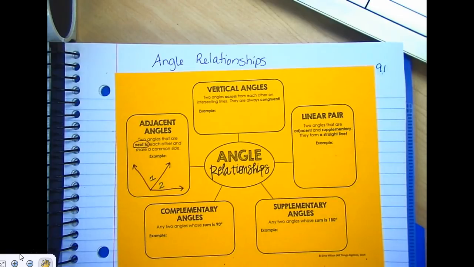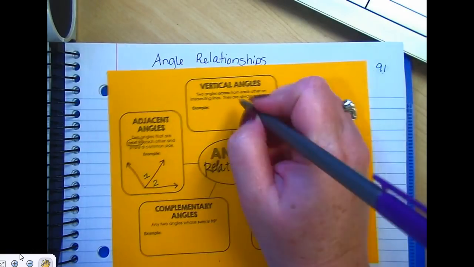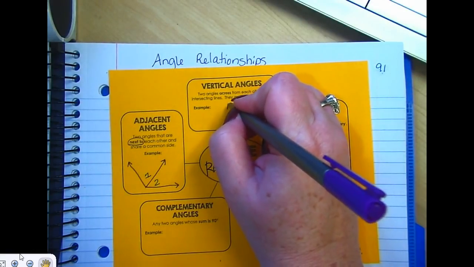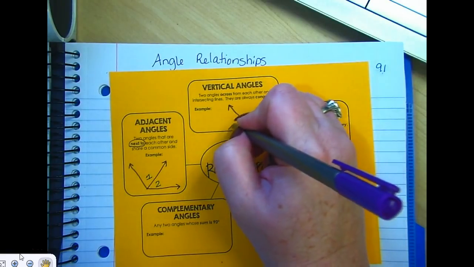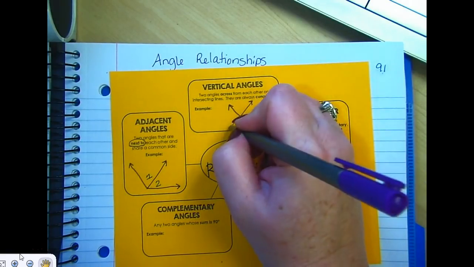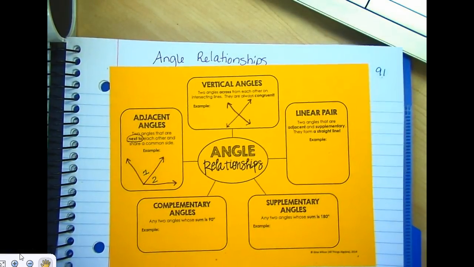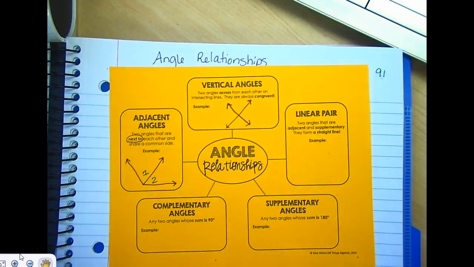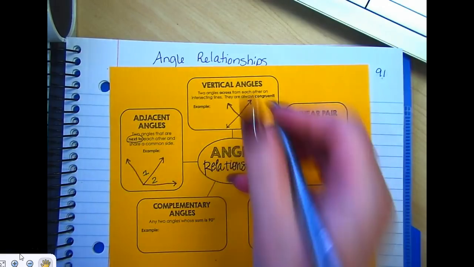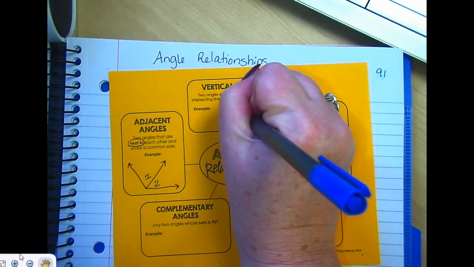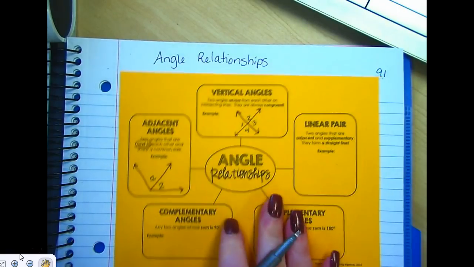All right. The next thing that we need to talk about are vertical angles. So just make an X like this. So just make an X and then put arrows on the end. And so then how many angles do we have? Well, we have 1, 2, 3, 4 angles.